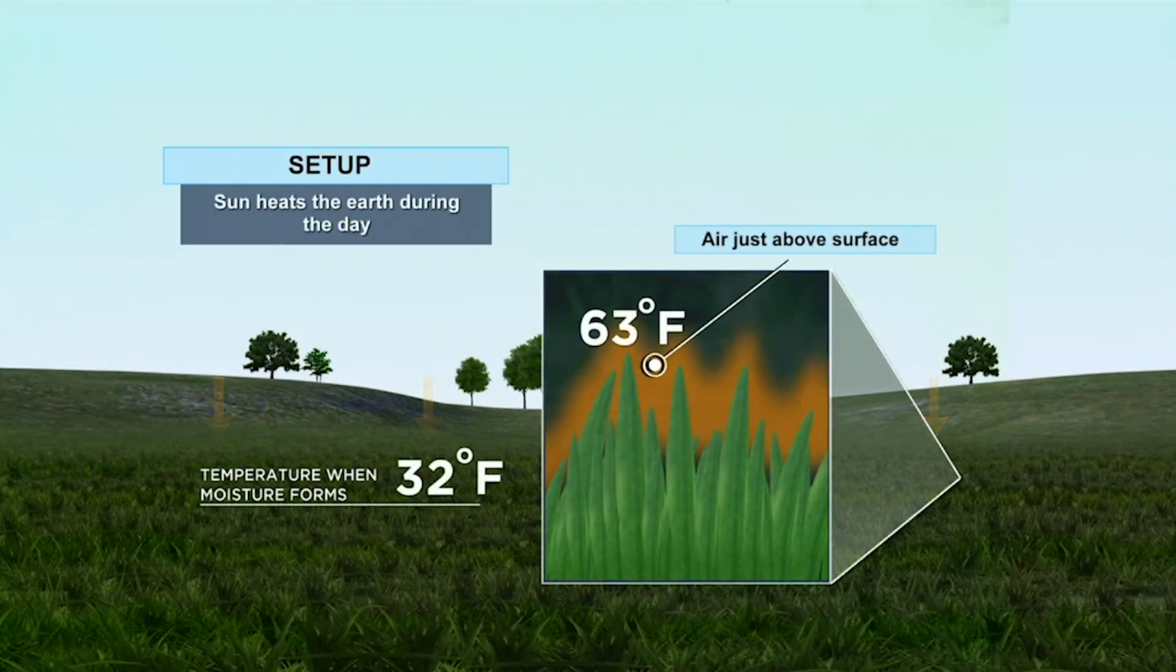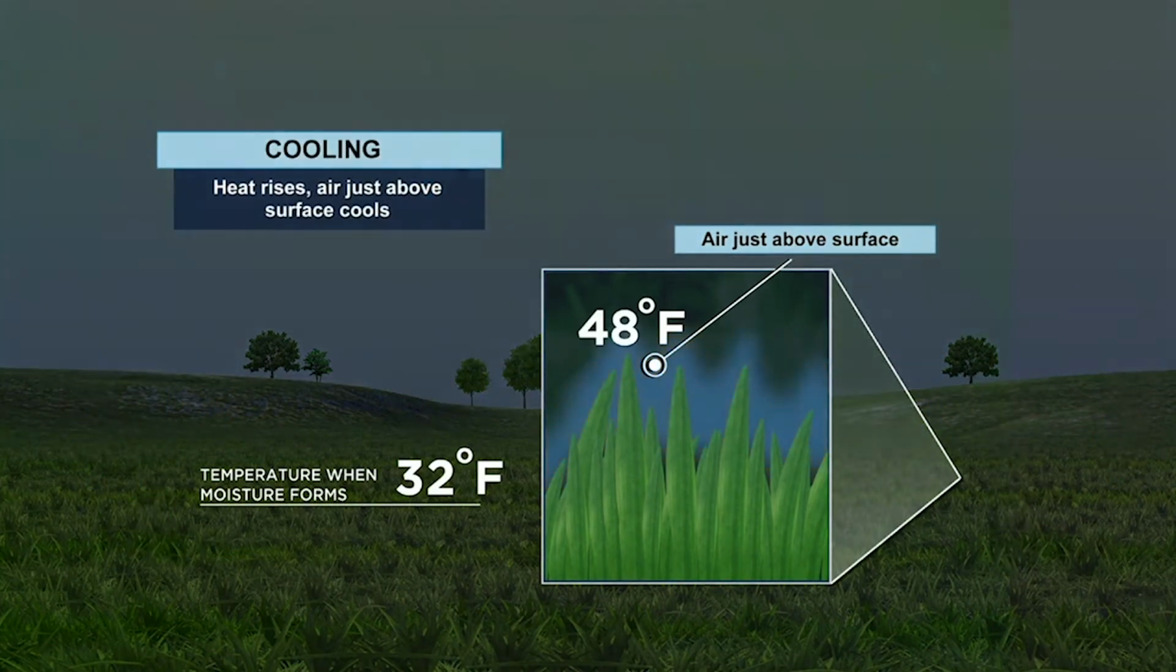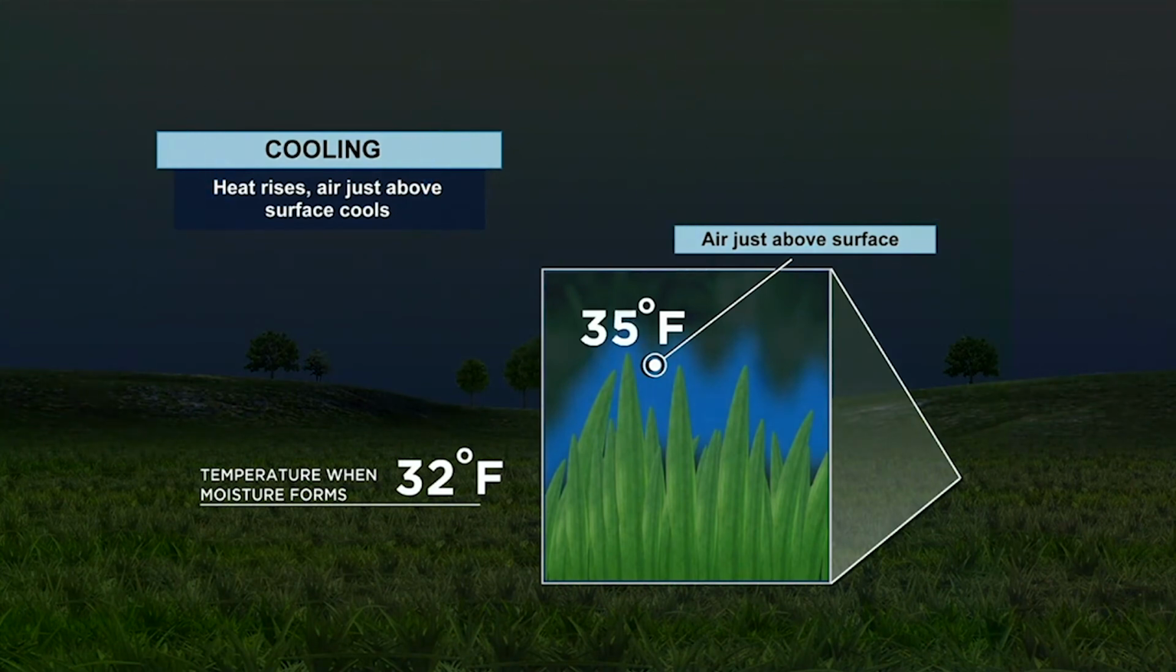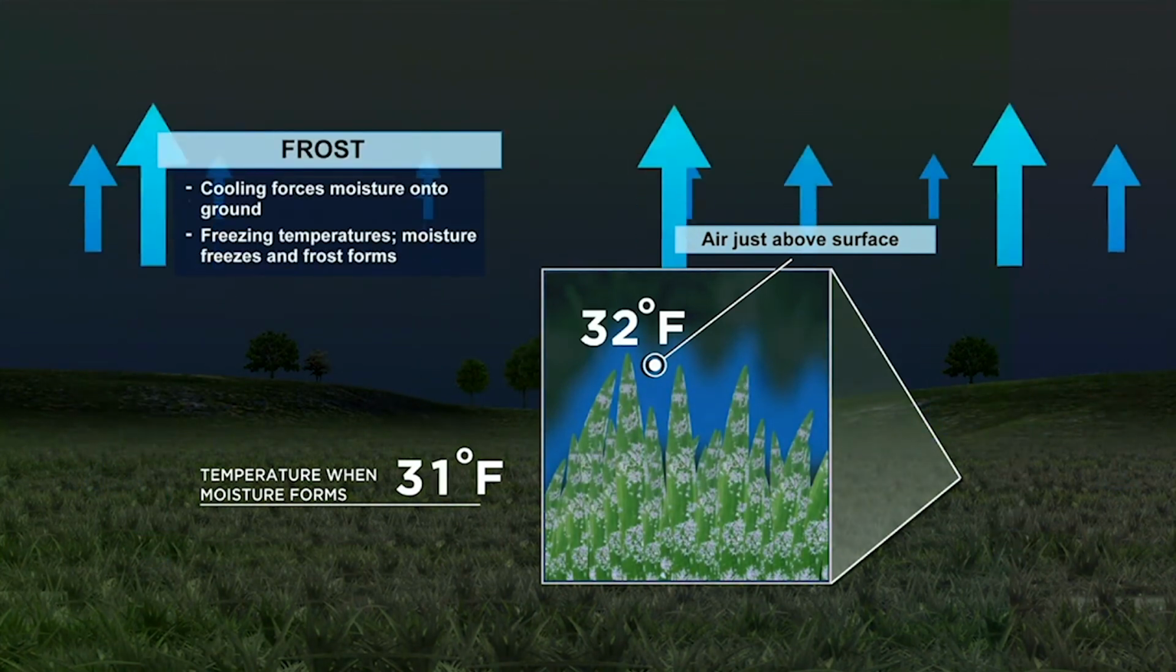Now let's look at a colder scenario that leads to the formation of frost. It all starts off the very same way. The sun heats the surface and the air just above the ground gets to about 63 degrees. But the dew point is much lower, around the freezing point. This time, when the air cools to the dew point, tiny ice crystals form, and that's how you get your frost.